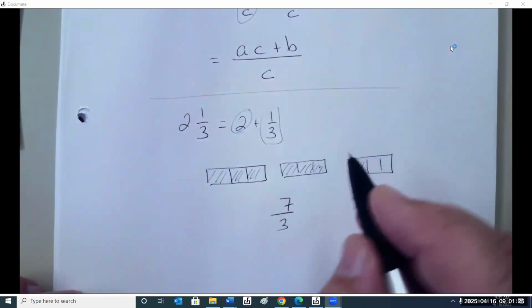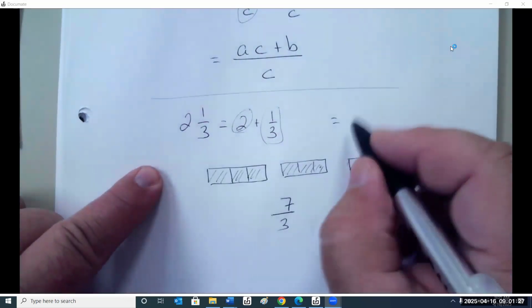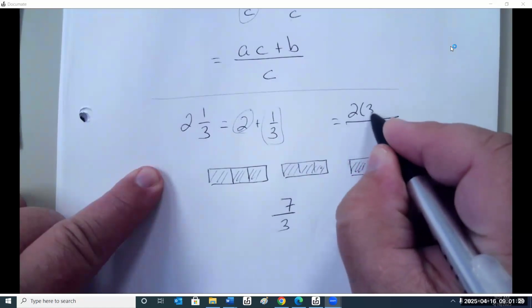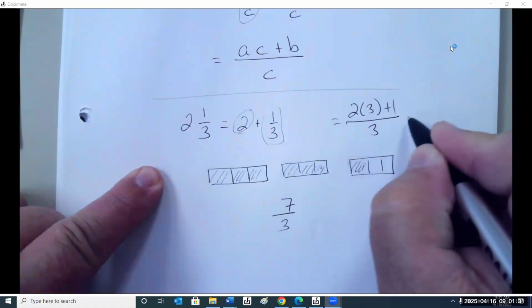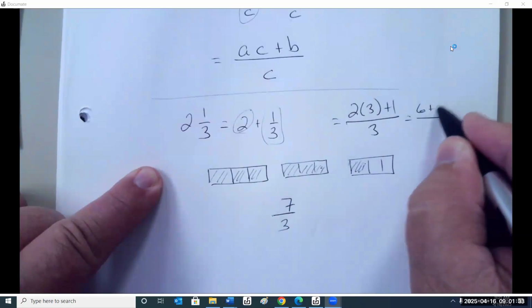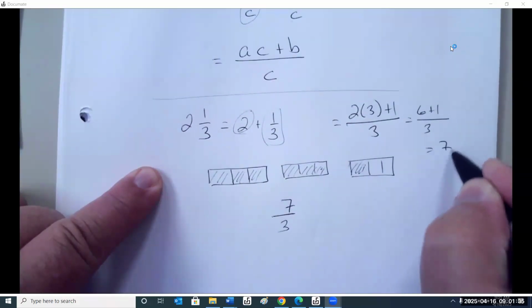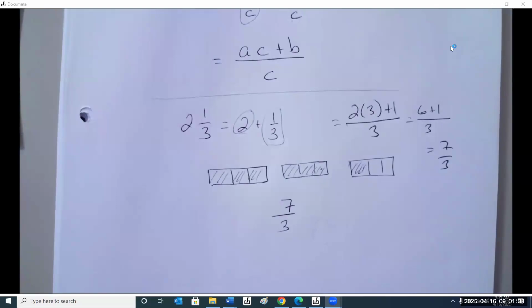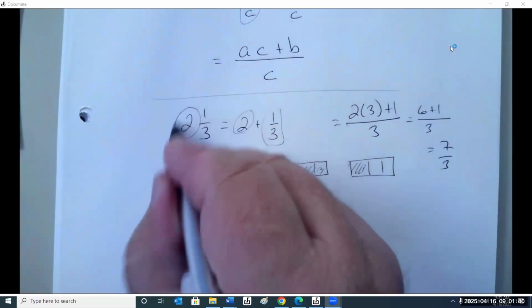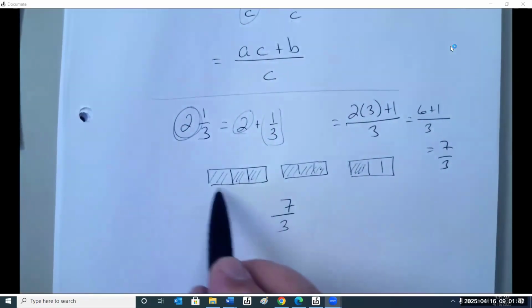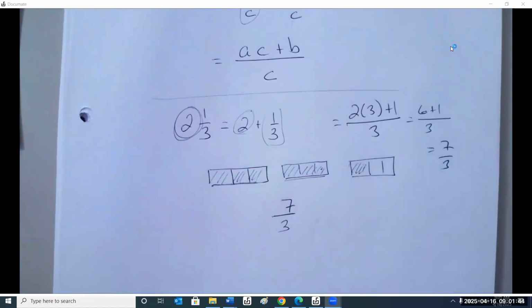And using our formula, 2 times 3 plus 1 over 3. So we have 6 plus 1 over 3 is 7/3. Works the same way. So the leading term, the integer, tells us how many of these bars are full. We just have to add that last one.